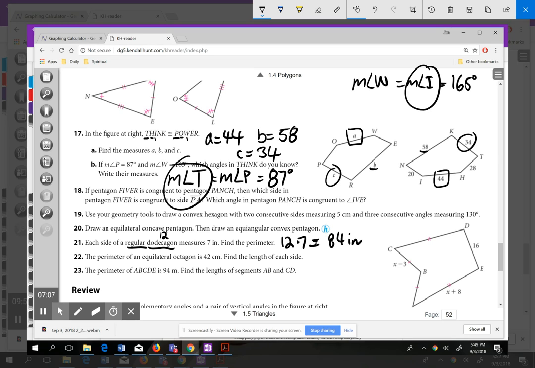And then with 22, an equilateral octagon has a perimeter of 42. What's the length of each side? Octagon is 8 sides, so that's going to be 42 divided by 8 sides. And when you do that, you're going to get about 5.25 centimeters. And there you go. That's it.